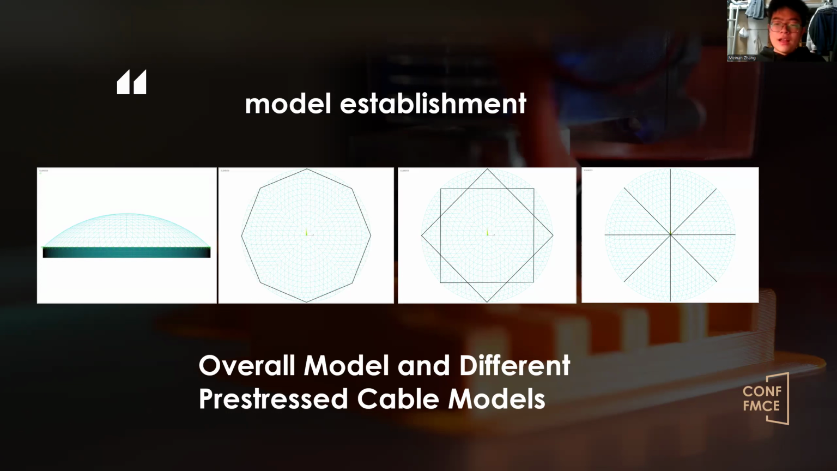The above shows the overall model of the tank and the lattice shell models under different prestressed cable layout methods, including circumferential cable layout, spaced cable layout, and radial cable layout.